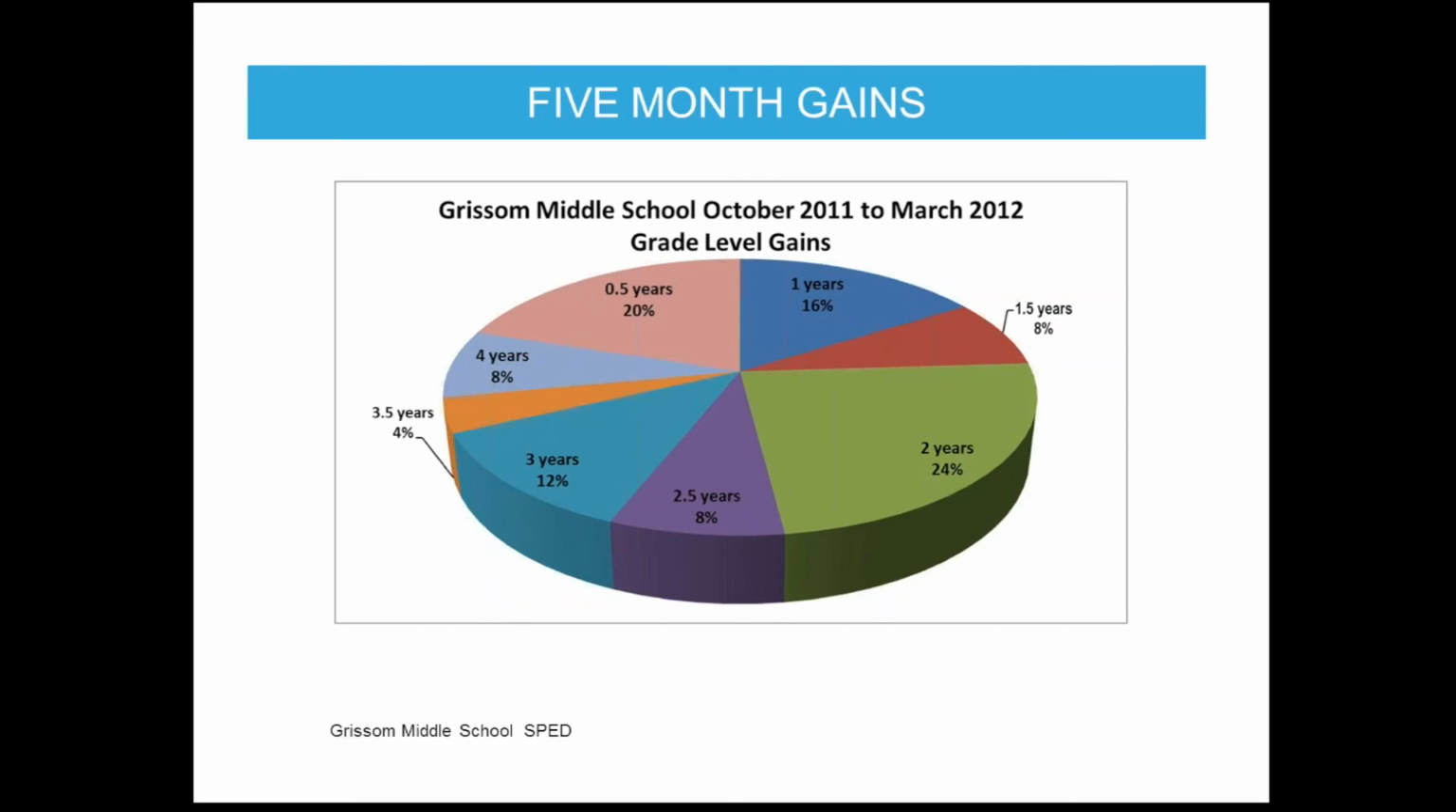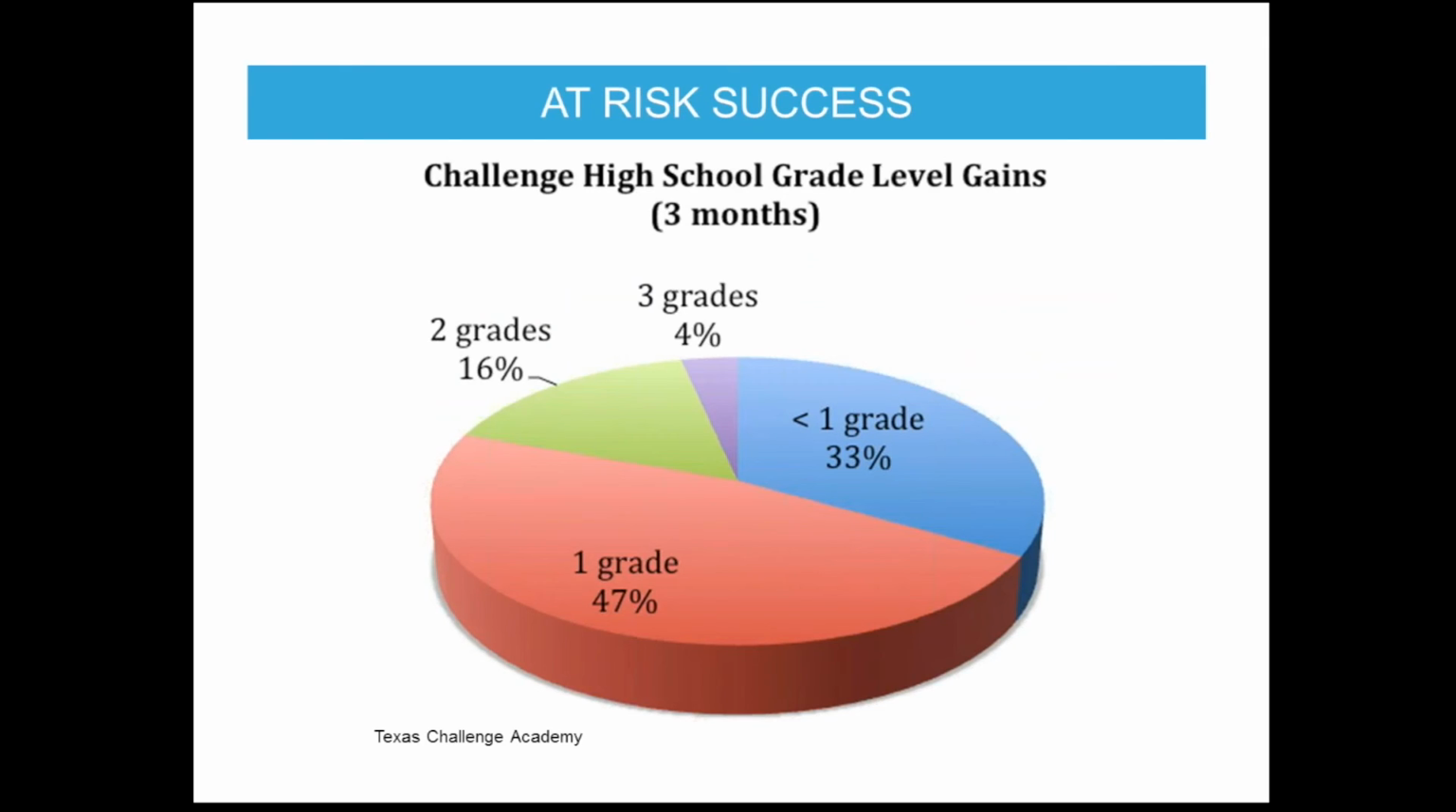Special education students find this particularly engaging because of the independence that it gives them, I believe, and also a lot of the interactive features they find attractive, as any student would. In a high school in Texas, Challenge High School actually, or also known as Texas Challenge Academy, you can see in just a 3-month period of time some of the outstanding grade level gains. 67% of the kids did 1 grade level or more in that 3-month period.